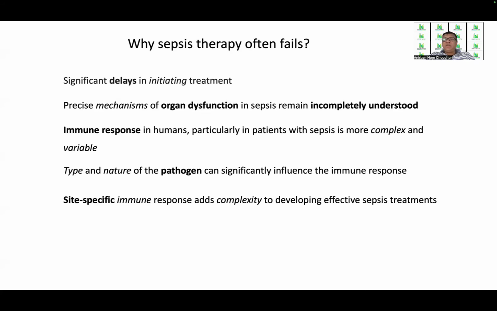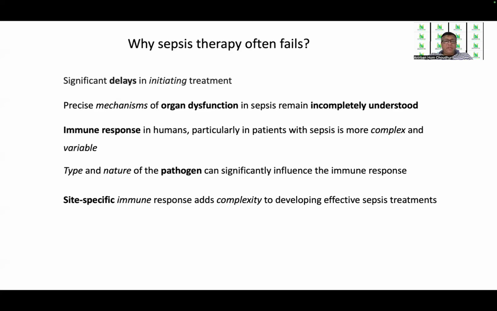But this is only a very simple bird's-eye overview of a very complex phenomenon. One needs to understand the immune response in a much bigger way, at length, to understand the nitty-gritties of immune response in sepsis, so that effective therapy can be instituted. Now, this is one of the limitations and the reasons why sepsis therapy often fails.